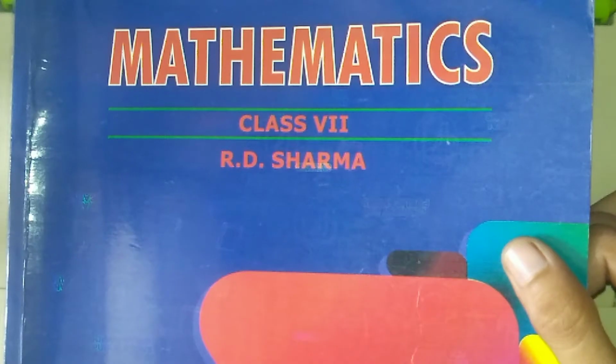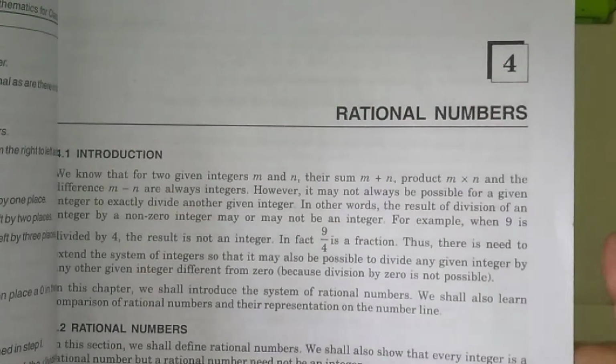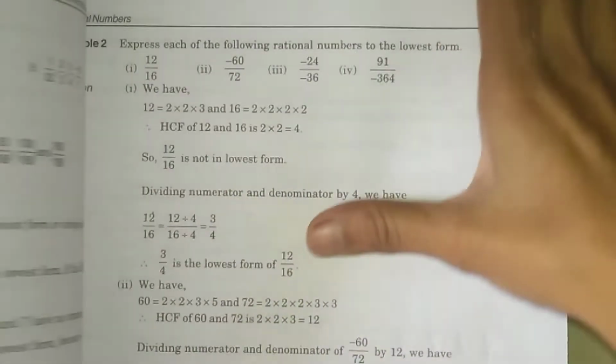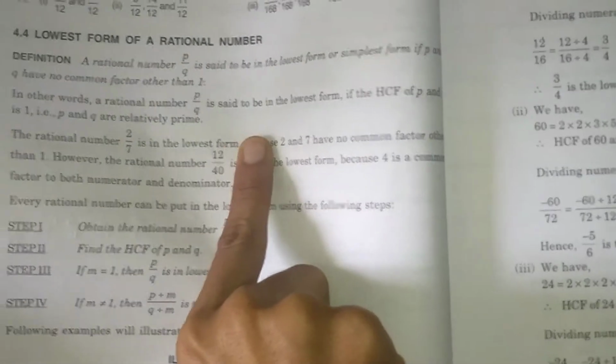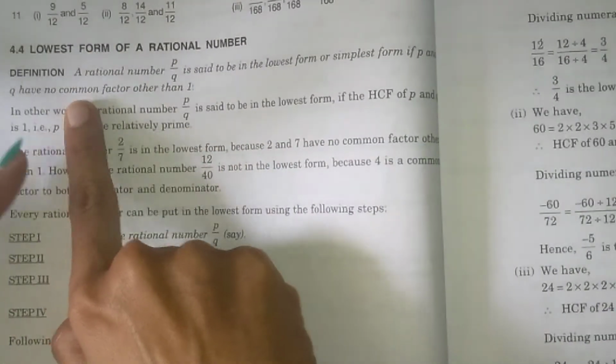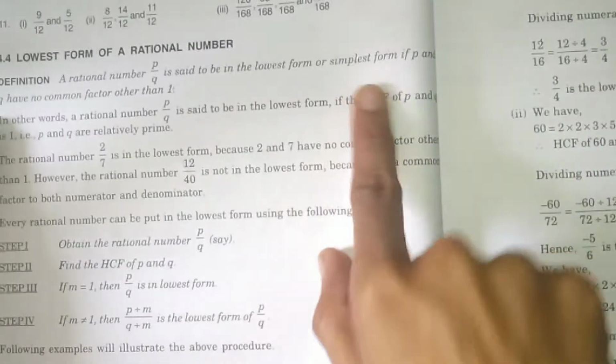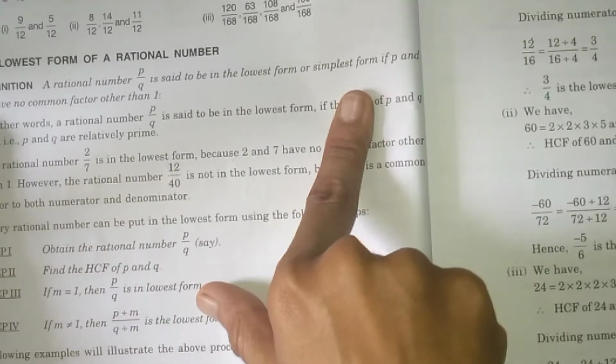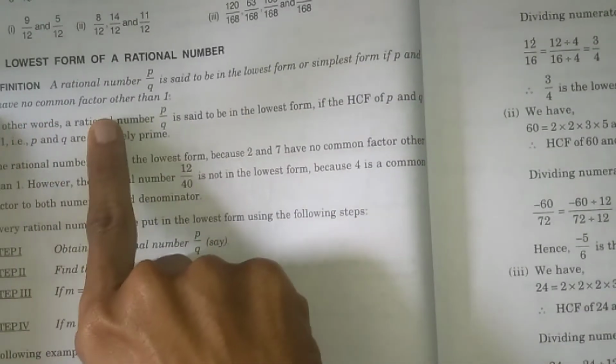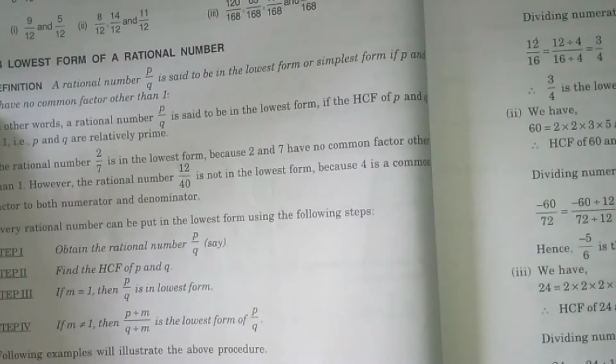From R.D. Sharma, Class 7th, Mathematics, Chapter number 4, Rational Numbers. In that, the topic is the lowest form of a rational number. Definition: a rational number p by q is said to be in the lowest form or simplest form if p by q have no common factor other than 1.